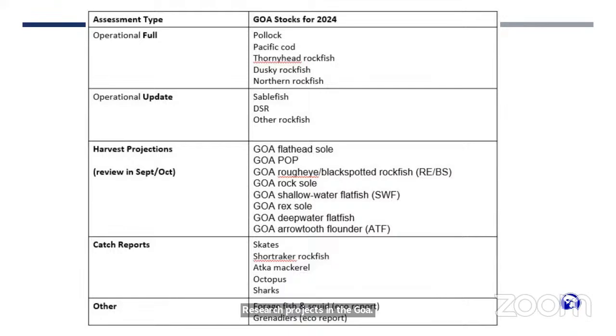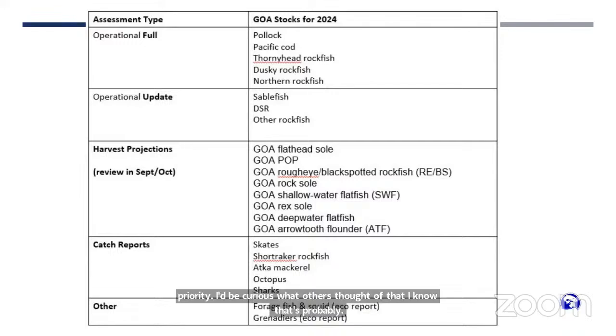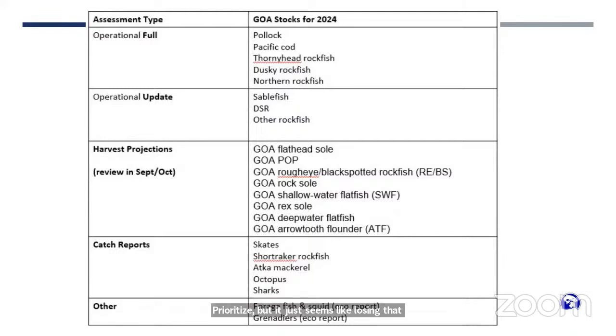So I think we should definitely note that losing surveys is a large concern. And then I would also like to add that I think keeping those vessel days in the GOA for research and winter pollock probably should remain a priority. I'd be curious what others thought of that. I know that's probably AFSC's prerogative to prioritize, but it just seems like losing that information out of the GOA could be a problem.